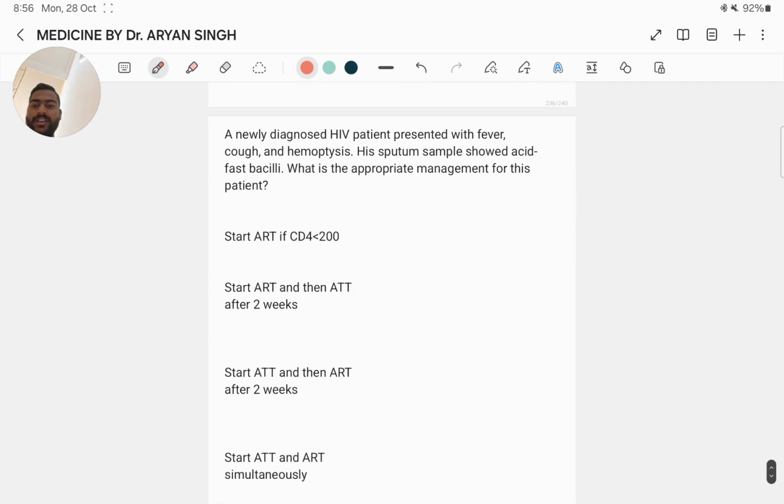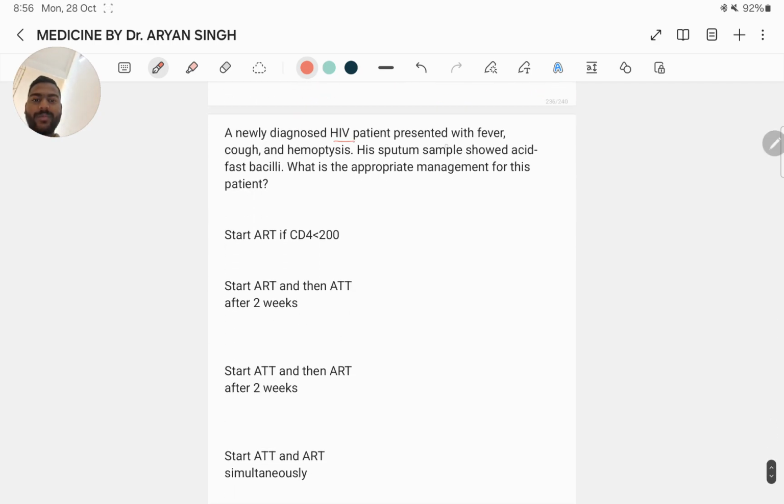Next question. A newly diagnosed HIV patient presented with fever, cough, and hemoptysis. His sputum sample showed acid-fast bacilli. What is the appropriate management for this patient? Start ART if CD4 less than 200. Start ART and then ATT after 2 weeks. Start ATT and then ART after 2 weeks. Start ATT and ART simultaneously.